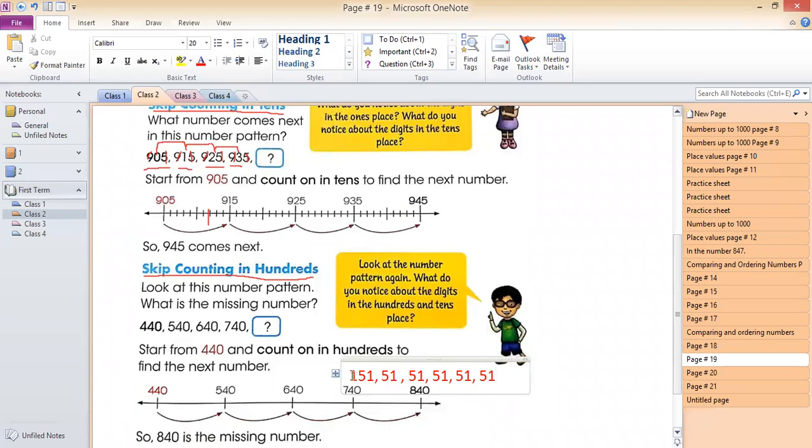Look. I know the last two digits will always be the same, but here is 1. So after 1, what comes? 251. After 2, what comes? 351. After 3, what comes? 451. After 4, 551. And then 651. So this is how I am counting in hundreds. To count in hundreds, just write the same digits on the tens and on the ones and add ones in the hundreds place. In that way, you can easily count in hundreds.